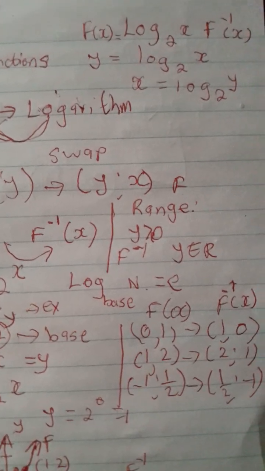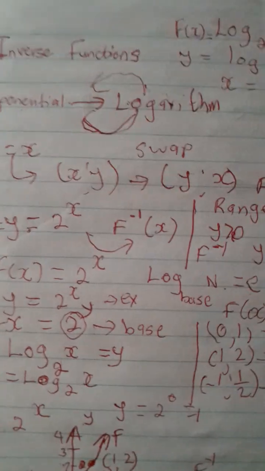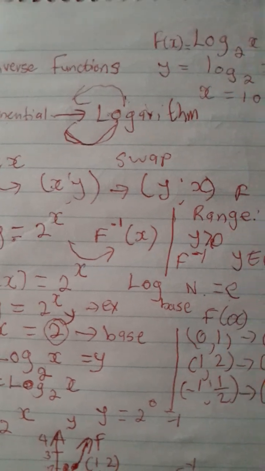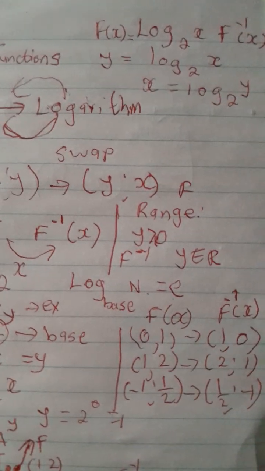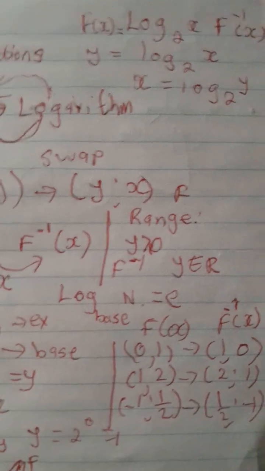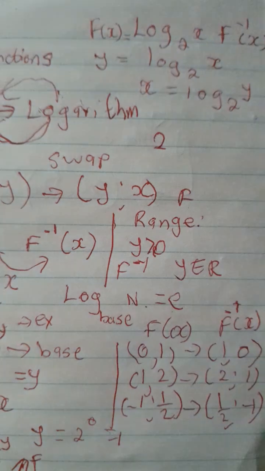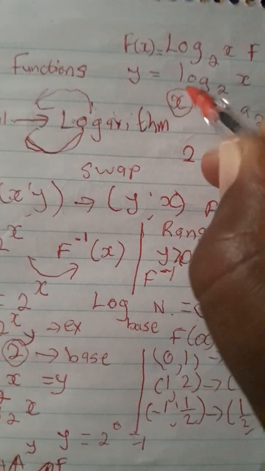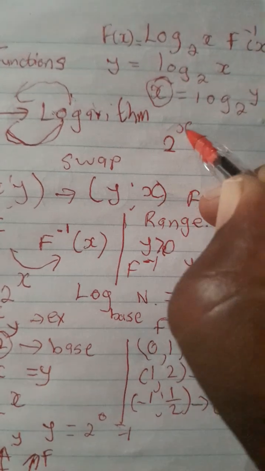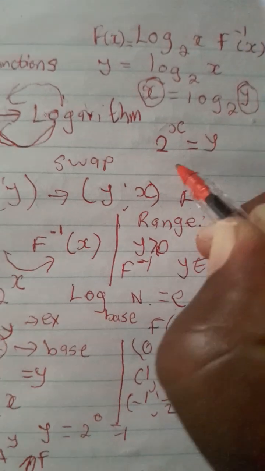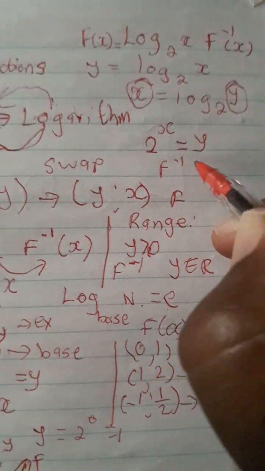So you then ask yourself, what is the inverse of a logarithm? We said that the inverse of a logarithm is an exponential. So from that, you can write this as an exponential. Remember, an exponential is made up of a base. What is your base? Your base is 2. And what is your exponent? Your exponent will be x, right? So this will be 2 to the power of x. Then your number will be y. So this will be your inverse.